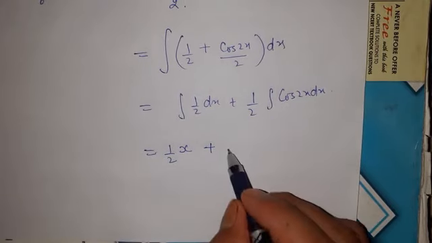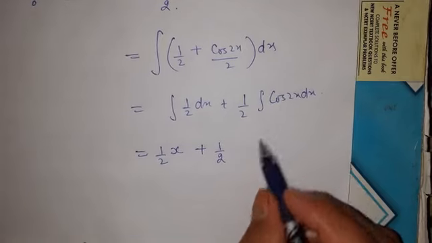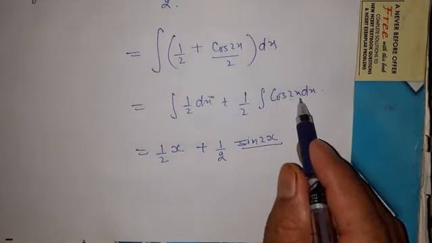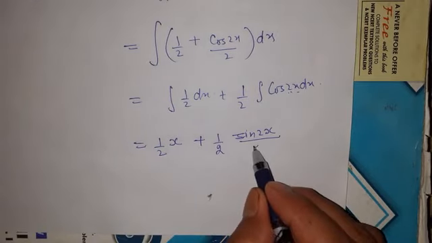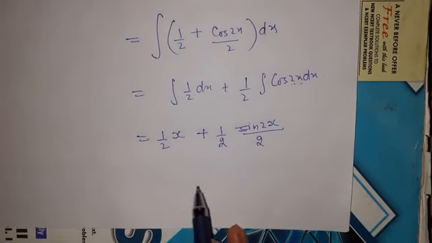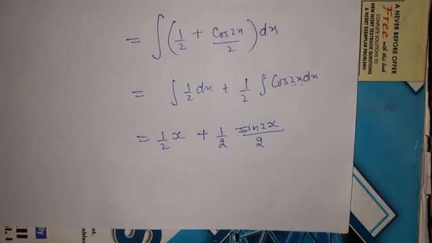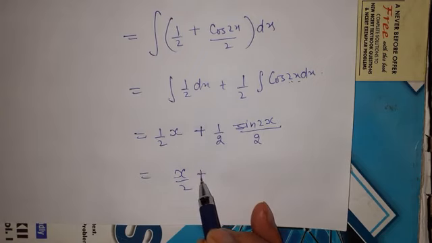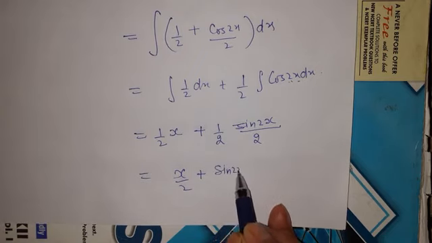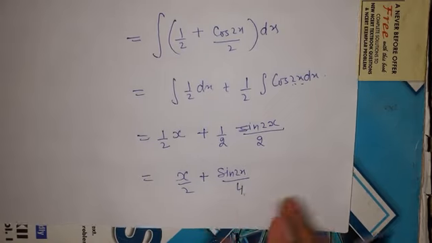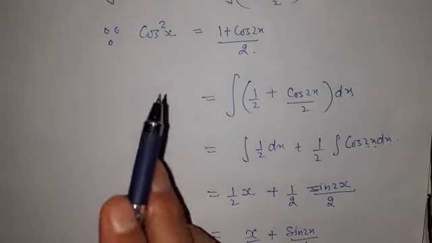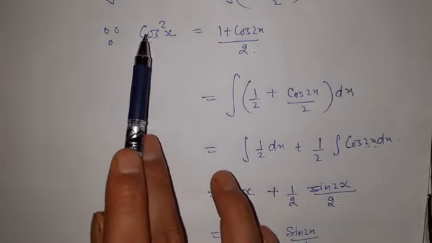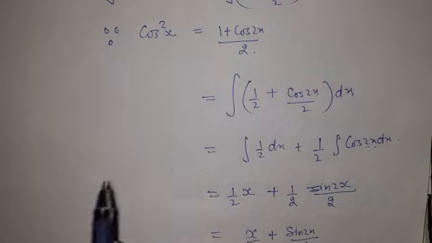So 1/2 times the integration of cos, which is sin, and for the angle 2x, its differentiation is 2. So thus we get x/2 plus sin 2x/4. Remember that we do not use the power rule of integration for trigonometric functions. Thank you for watching this video.